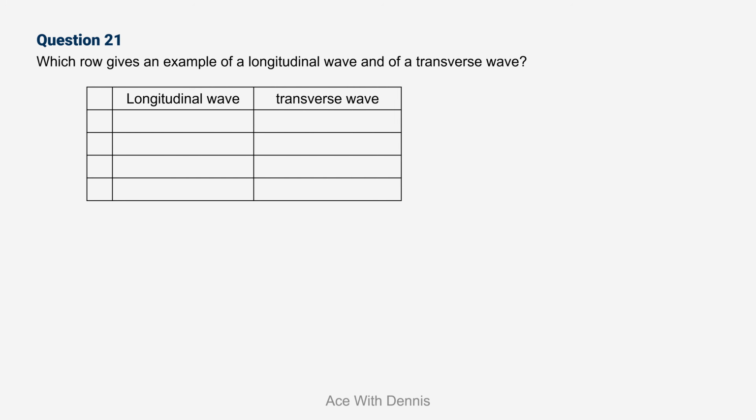Question 21. Which row gives an example of a longitudinal wave and of a transverse wave? So here are the choices. The first column is longitudinal wave and the second column is transverse wave. The choices are A, light, ultrasound; B, microwaves, radio waves; C, radio waves, microwaves; and D, ultrasound, light.